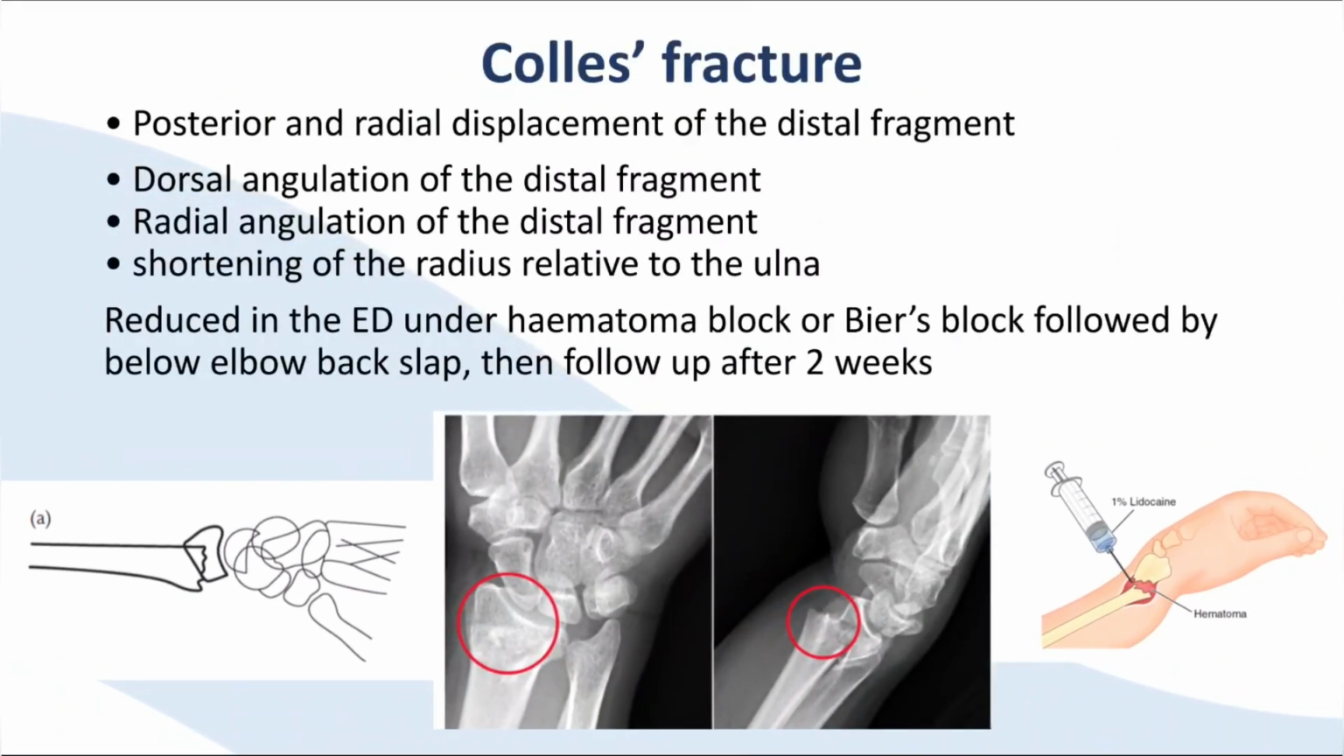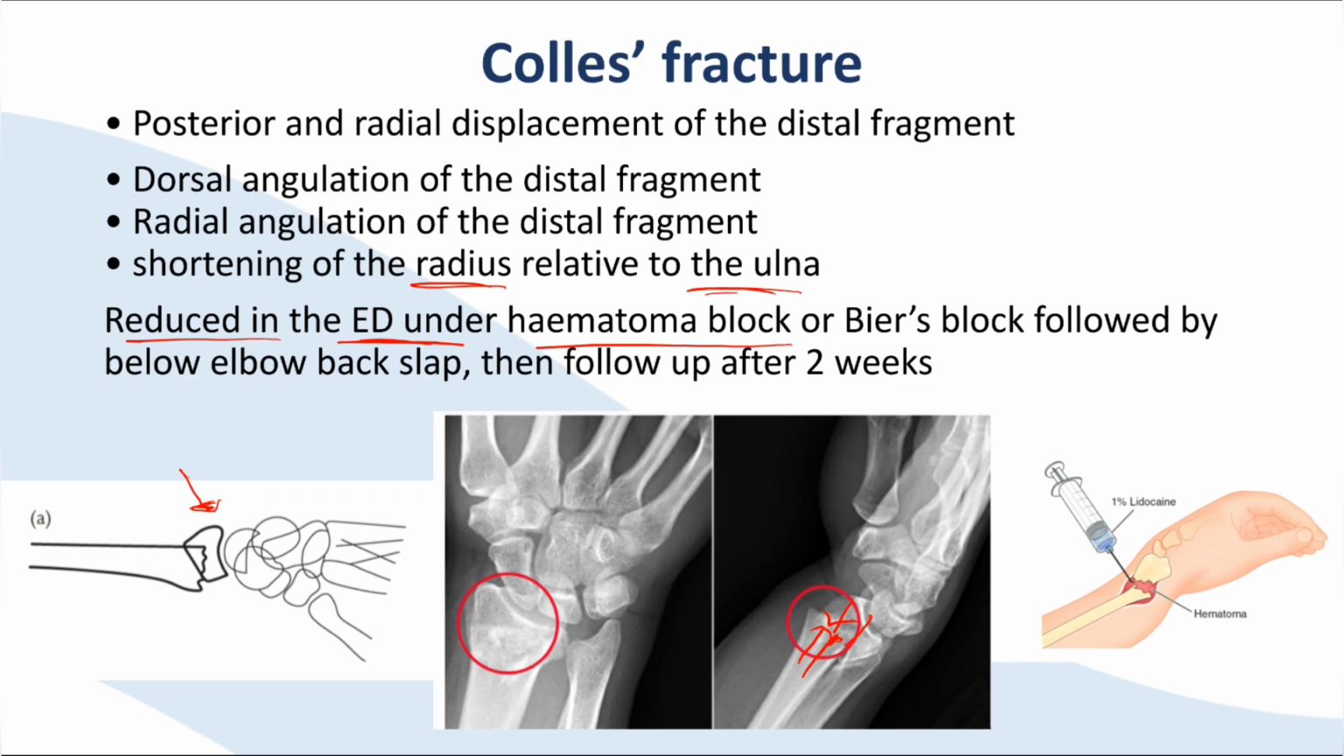Coming to Colles fracture. In Colles fracture, there is posterior and radial displacement. You can say dorsal and radial displacement of the distal fragment. Because of impaction of the bone into each other, there will also be shortening of that part of the radius relative to the ulna. What you do, you have to reduce it in the emergency department under hematoma block.